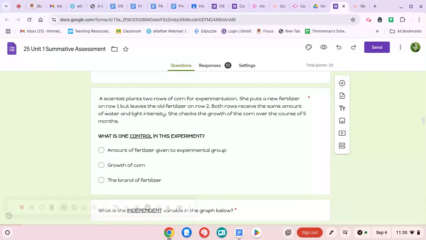A scientist plants 2 rows of corn for experimentation. She puts a new fertilizer on row 1, but leaves the old fertilizer on row 2. Both rows receive the same amount of water and light intensity. She checks the growth of the corn over the course of 5 months. What is one control in the experiment? The amount of fertilizer given to the experimental group, the growth of the corn, or the brand of fertilizer?